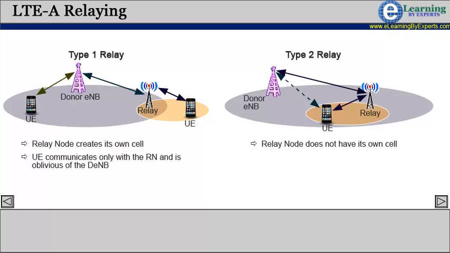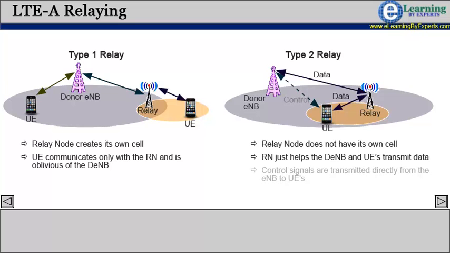A Type 2 relay node, RN, does not have its own cell identity and is part of the donor cell. The Type 2 RN just helps the donor eNB and UEs transmit data. Control signals are transmitted directly from the eNB to UEs. Type 2 RN can transmit PDSCH but it does not transmit CRS and PDCCH. It is transparent to Release 8 UEs. A Release 8 UE is not aware of the presence of Type 2 RN. This completes the module.